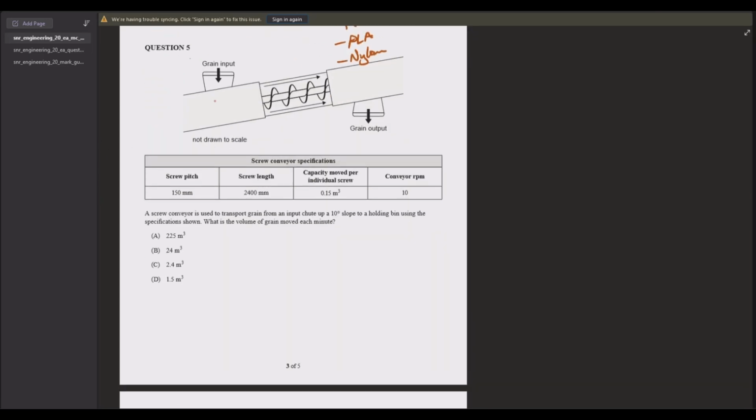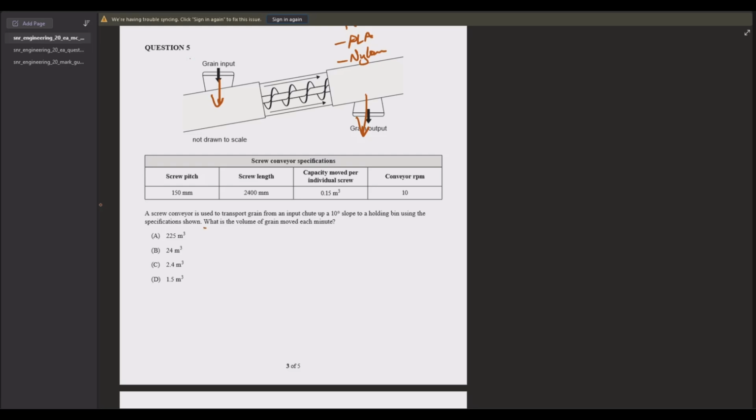This is the question that I probably don't like the most on this exam, because it is really deceptive. You've got an input here and an output here, but the question says: a screw conveyor is used to transport grain from an input chute up a 10-degree slope to a holding bin, using the specifications shown in this table. What is the volume of grain moved each minute?